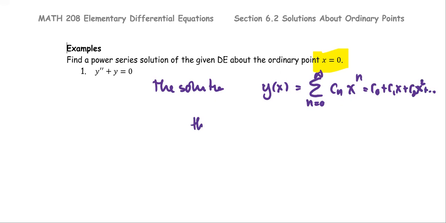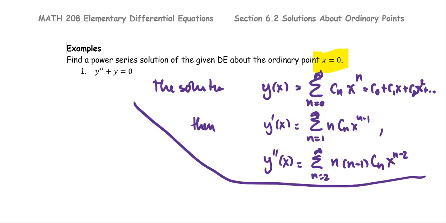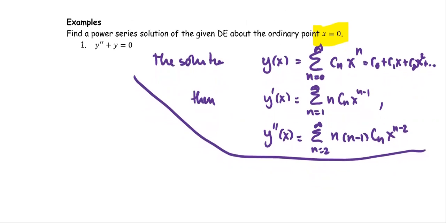Then y prime is the summation of n c_n x to the n minus 1, n starting from 1 to infinity, and y double prime, or the second derivative, is the summation of n times n minus 1 times c_n x to the n minus 2, n starting from 2 to infinity. Now we are going to substitute y and y double prime into the equation.